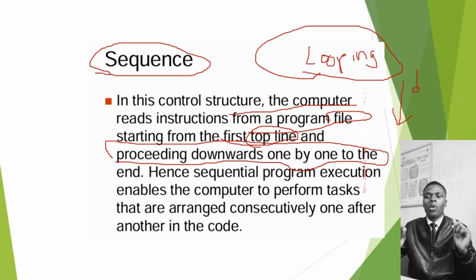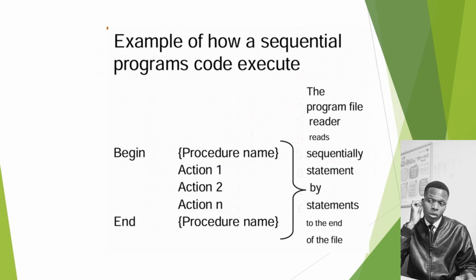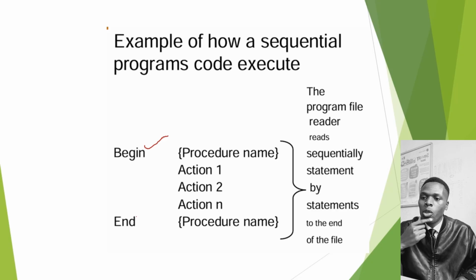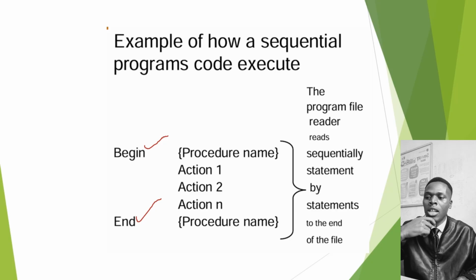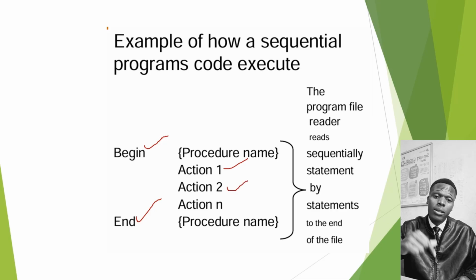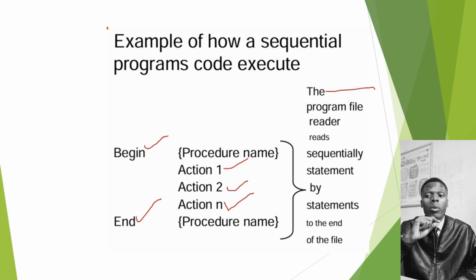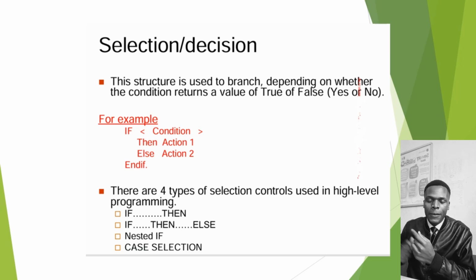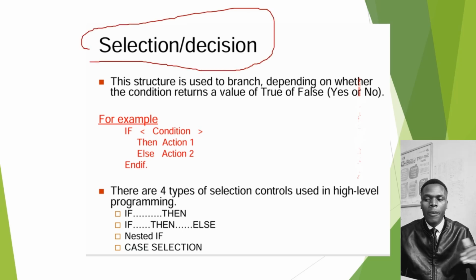An example of this one is, remember the key terms when we were doing pseudocode, we used the terms begin and end. So the program file reads sequentially, statement by statement, to the end. It comes to action 1, reads it, action 2, and so on, up to the last. When we do more questions, we will be able to understand this concept. And there's no much deeper content in sequential because it does not have many ideas in it.